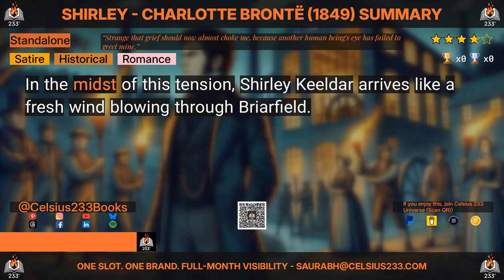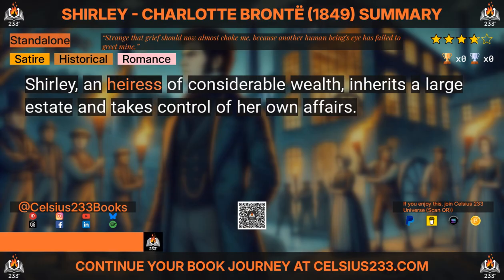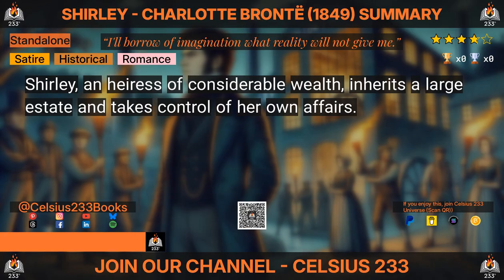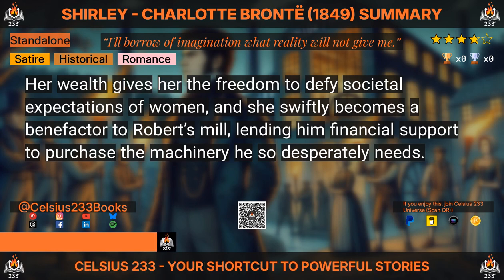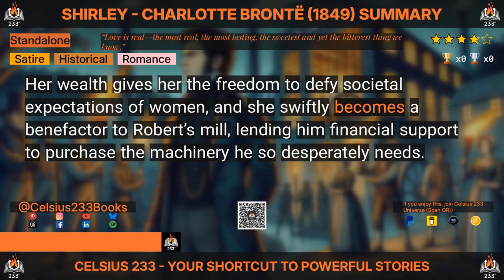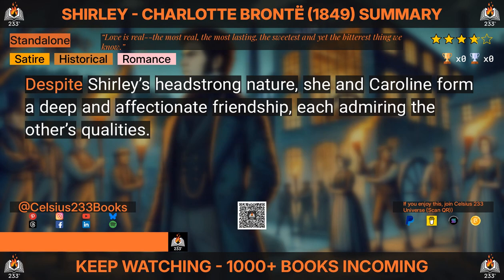In the midst of this tension, Shirley Keeldar arrives like a fresh wind blowing through Briarfield. Shirley, an heiress of considerable wealth, inherits a large estate and takes control of her own affairs. She is everything Caroline is not: strong-willed, independent, and fearless in expressing her opinions. Her wealth gives her the freedom to defy societal expectations of women, and she swiftly becomes a benefactor to Robert's mill, lending him financial support to purchase the machinery he so desperately needs.